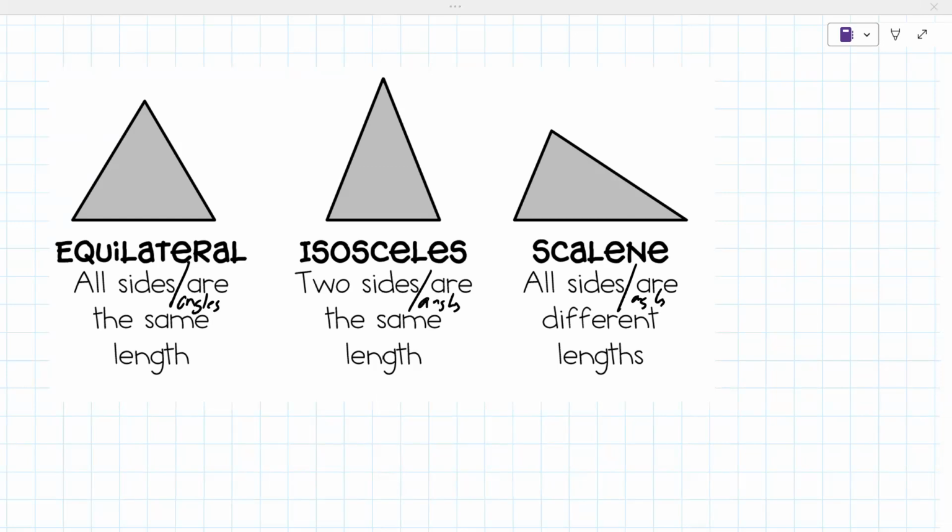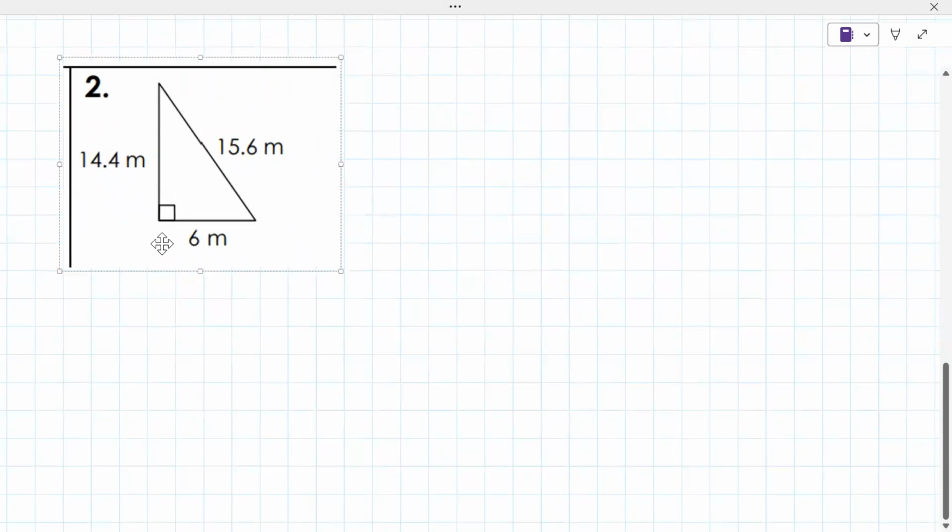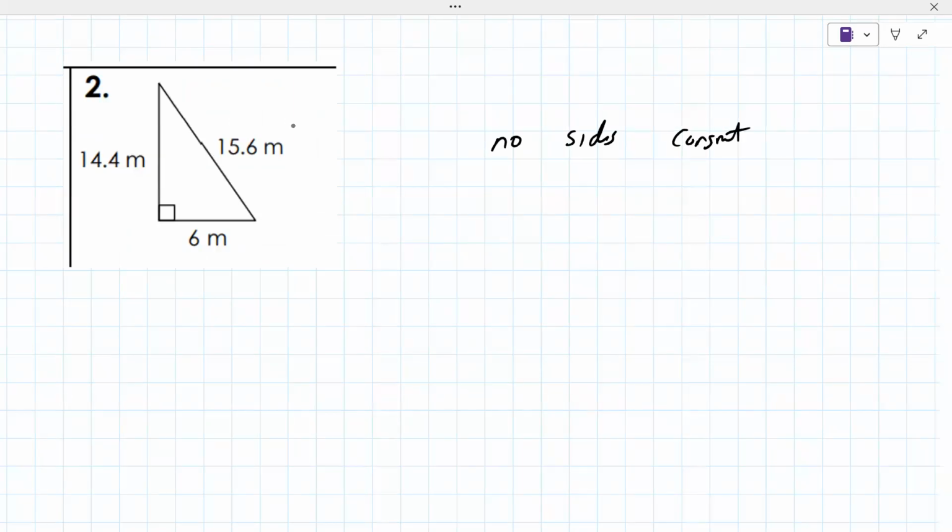Okay, number two. Now, when I look at number two, I don't see any sides that are congruent. No sides congruent. What kind of triangle is that? If no sides are congruent, it's not the equilateral or the isosceles, it's the third one.